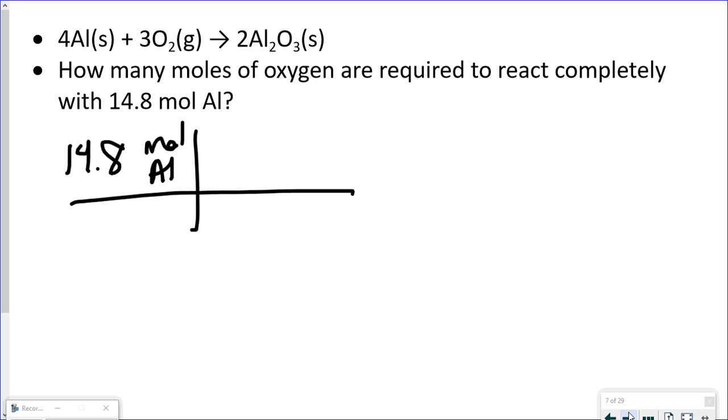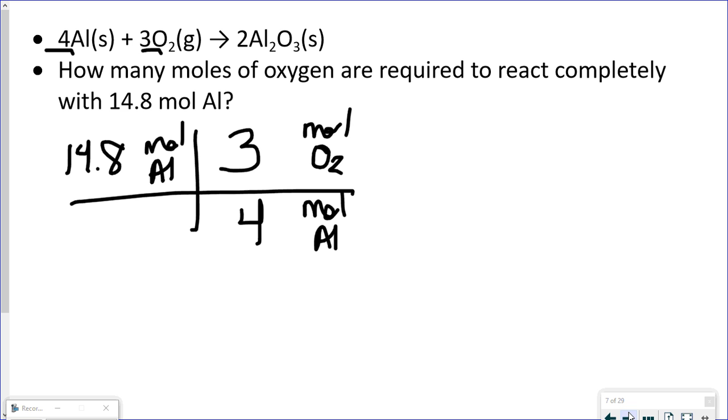We're looking for moles of oxygen, so we no longer need moles of aluminum. So that will go in the bottom of our next step. Moles of oxygen will be on top. According to our balanced equation, we have 4 aluminum and 3 oxygen. That's going to cancel out moles of aluminum, leaving us with moles of oxygen.